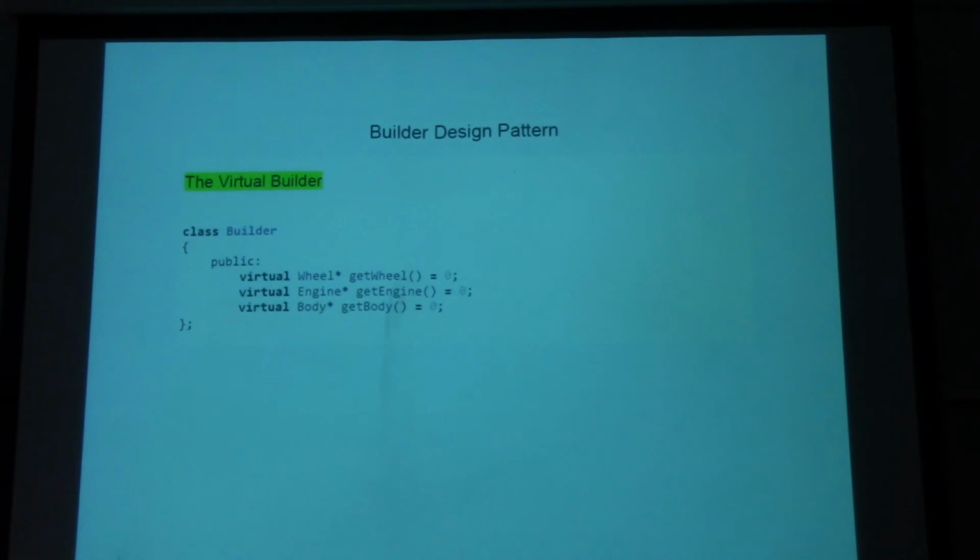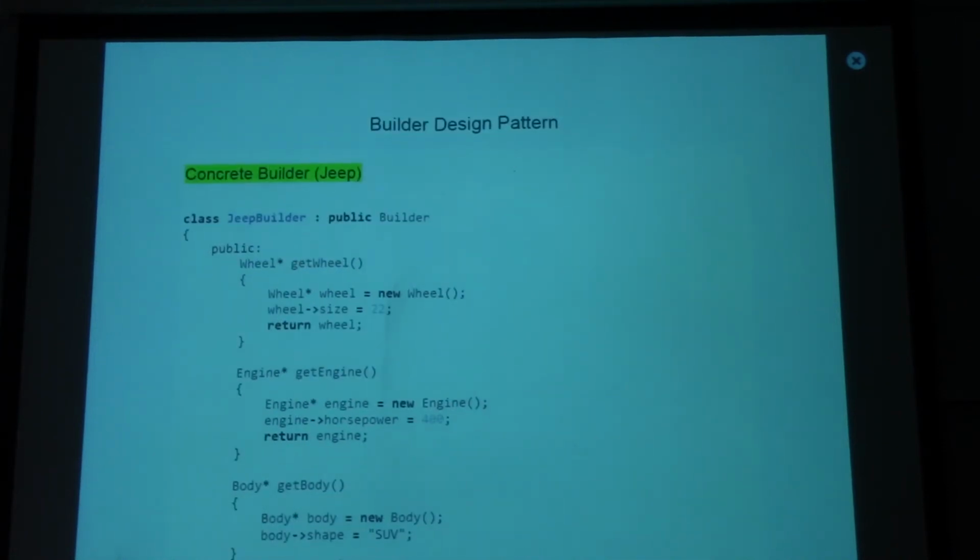All right, so that's the product. And here's going to be the virtual builder. So the virtual builder is going to be subclassed by actual builders. So the virtual builder basically is going to produce these pieces. So builder will return to you a pointer to a wheel, a pointer to an engine, and a pointer to the body. Notice that all the methods for the builder specifically are pure virtual, which means that we have to subclass the builder.